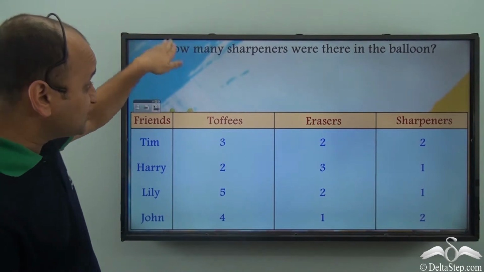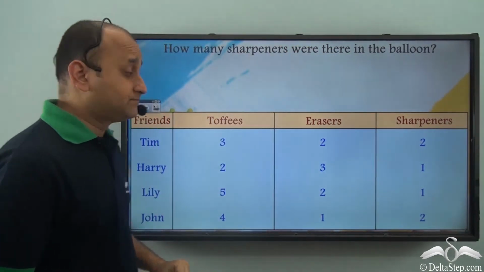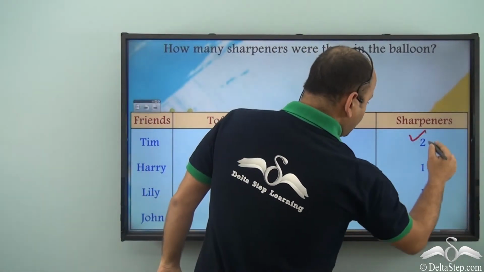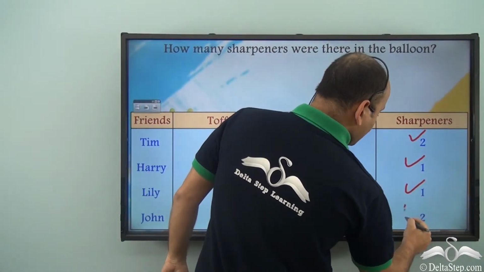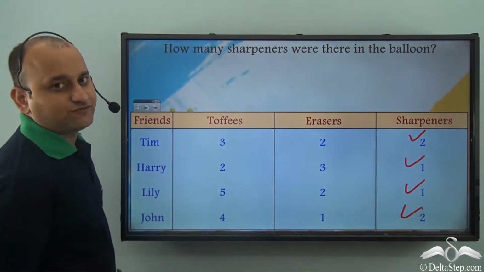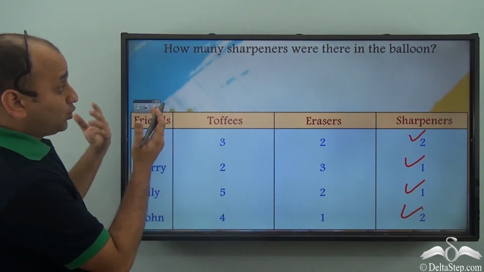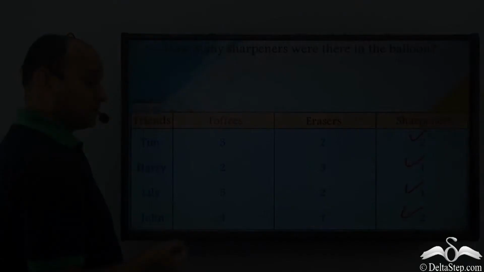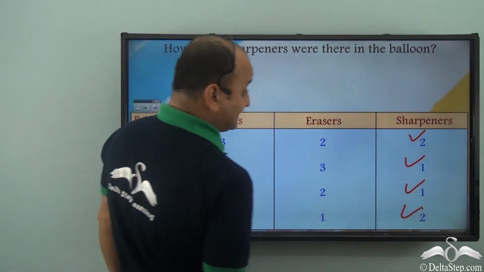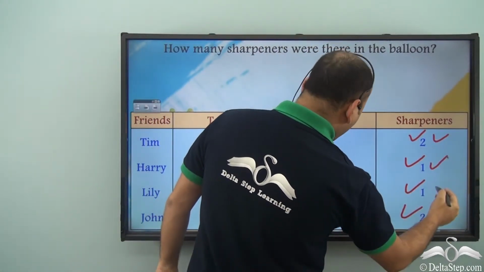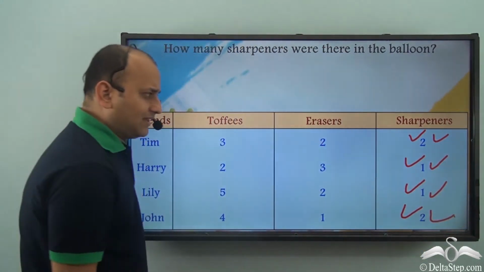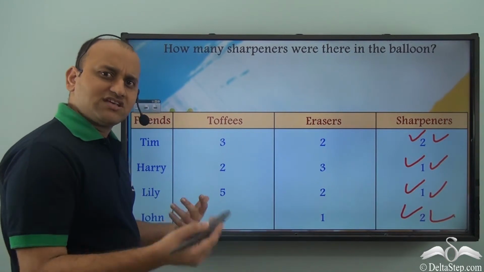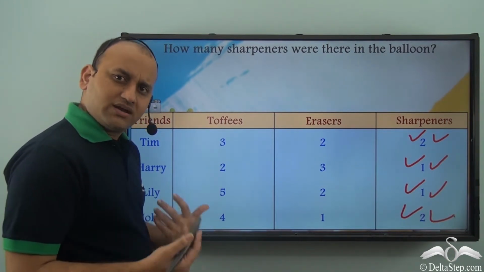Now, how many sharpeners were there in the balloon? Can you find out? Well, you have the individual number of sharpeners collected by each of them, but you don't have the total number of sharpeners, that is how many sharpeners the balloon had. Well, all of them collected separate numbers of sharpeners, but if you add all of them, then that is the total number of sharpeners that was in the balloon, right? Because everybody collected whatever goodies were there in the balloon.